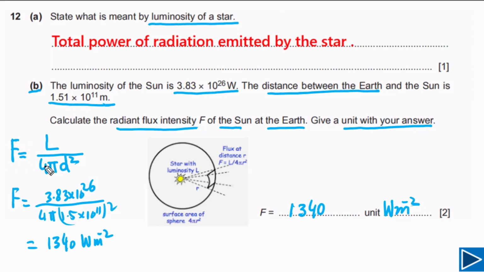Radiant flux intensity depends on distance. If the distance from the star increases, then radiant flux intensity will decrease, and vice versa. If the distance decreases, flux intensity will increase. If we talk about the marks, the earlier question has only 1 mark, that is the B mark. If you have written this, you will get the B mark. And this question has 2 marks, so the first mark you get if you have written the formula, and the final mark is the answer mark. If you have written the right answer with the right unit, you will get the second mark.